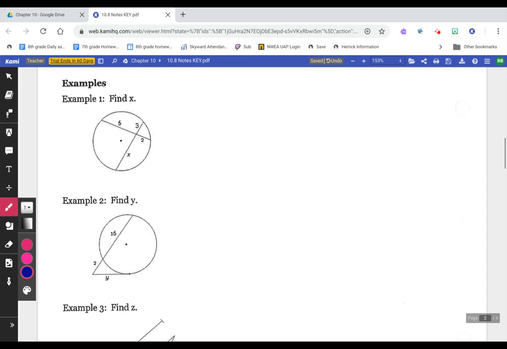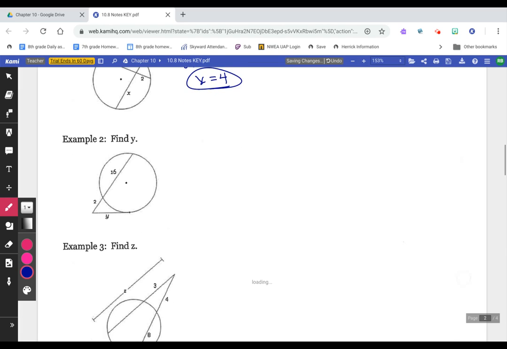So for example 1, we want to find x. Well, the rule is from theorem 95 that we can multiply 3 times x, and that's equal to 6 times 2. So 3x is equal to 12, therefore x is equal to 4.